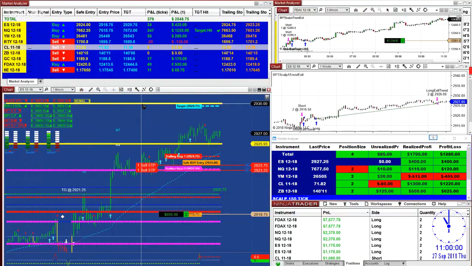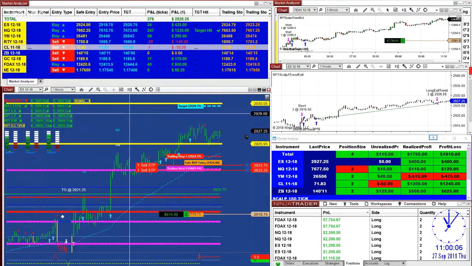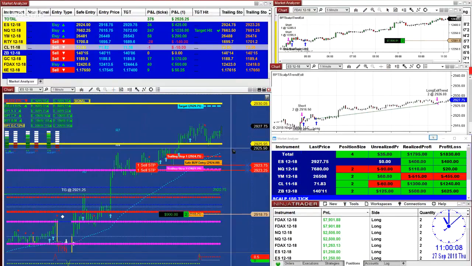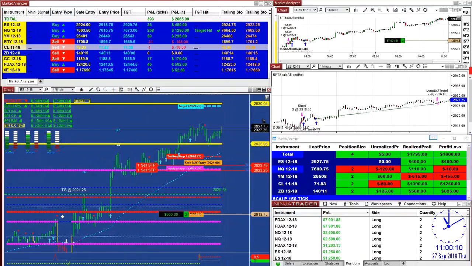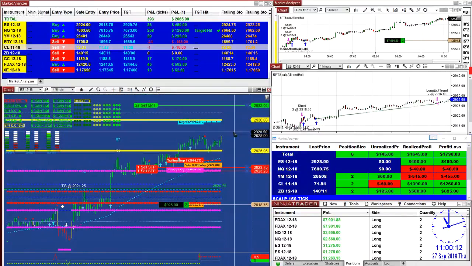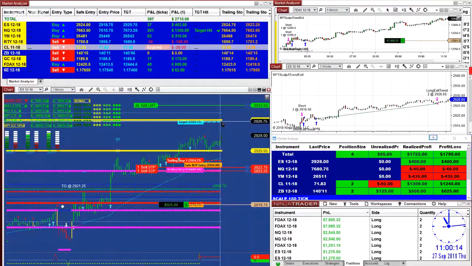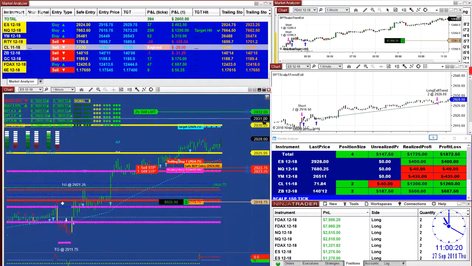So let's see if we can nail that ES to the 29.75 and not let it go below that 29.25. Looks like you're going to be hitting your target. Your target is 29.75. There we go, Rigo. That's your day. A good day for you to earn $1,000 on a stormy day.